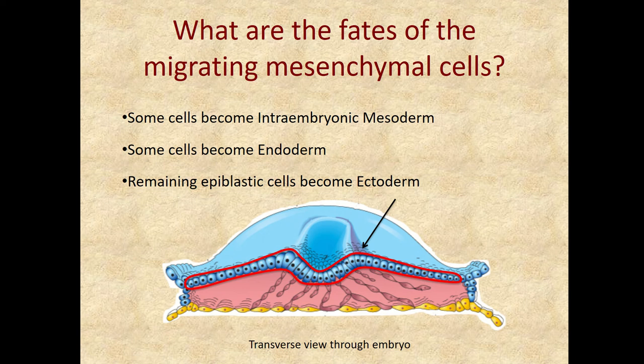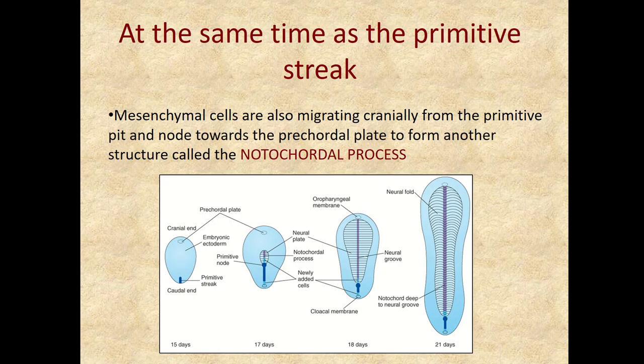So these mesenchymal cells don't only become mesoderm, they also replace the hypoblastic cells, and some of them become the ectoderm of the embryo. All right, so at the same time that this primitive streak is developing and adding growth to the caudal end of the embryo, we also have the development of another anatomic structure that's called the notochordal process. So some of these mesenchymal cells that migrate to the midline of the embryo aren't going to develop into mesoderm there, they're going to develop into a special structure called the notochordal process.